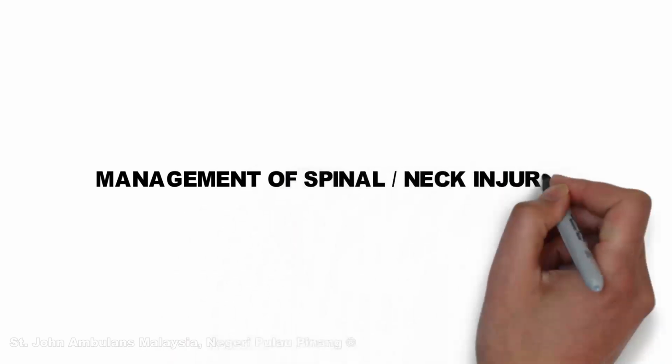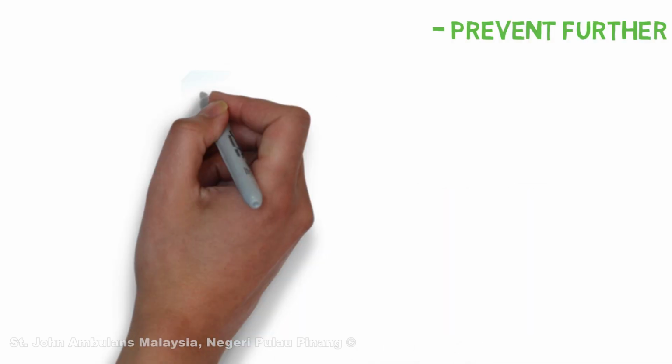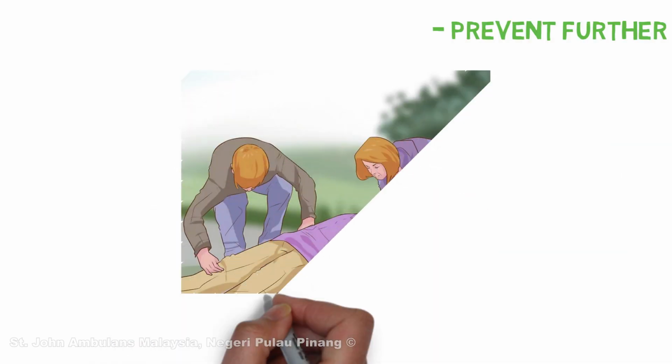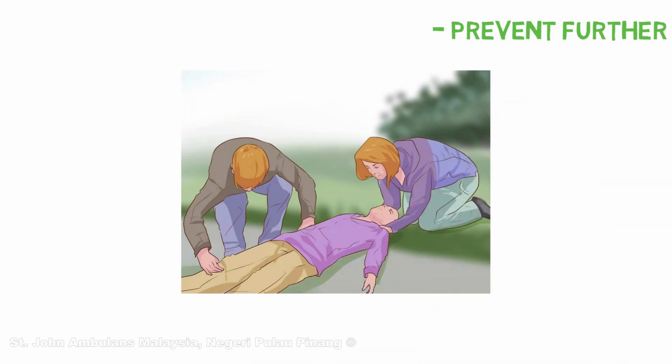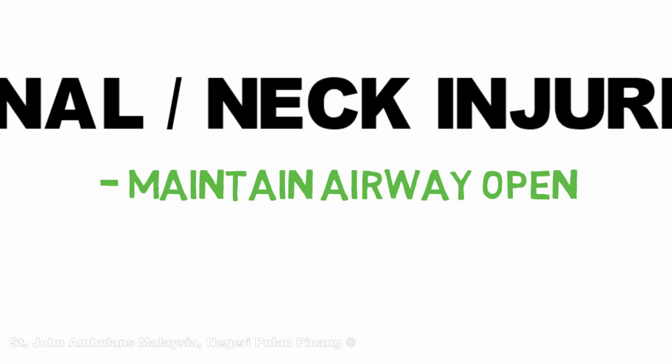Management of spinal and neck injuries. The aim is to prevent further spinal damage. This can be done by supporting the casualty's head and making sure that the head, trunk, and legs are in a straight line. The second aim is to maintain an open airway.